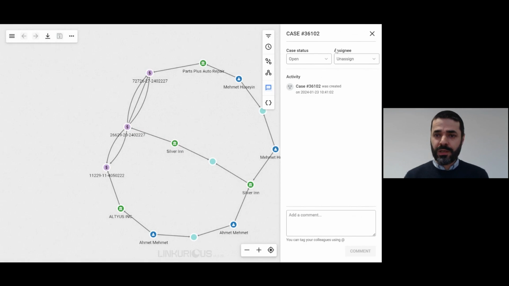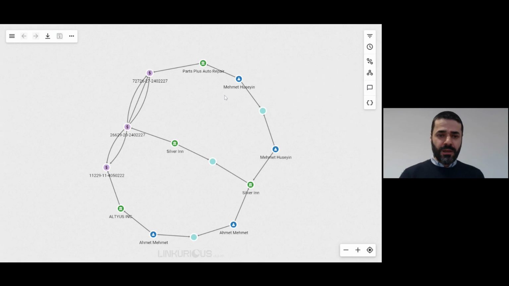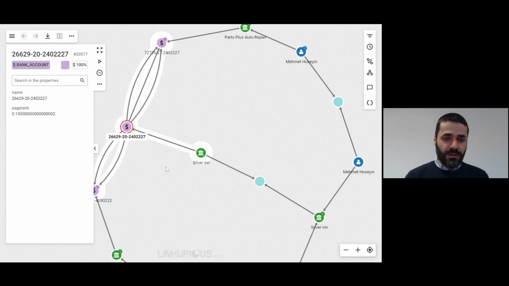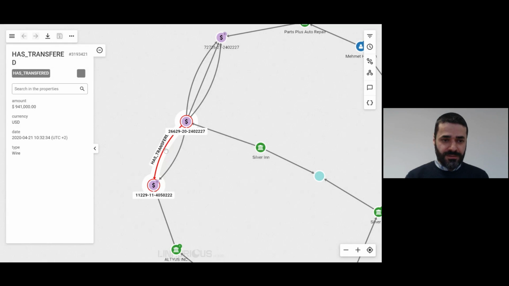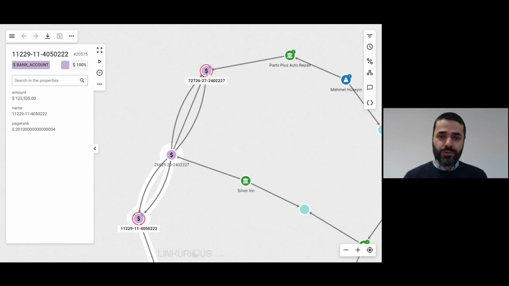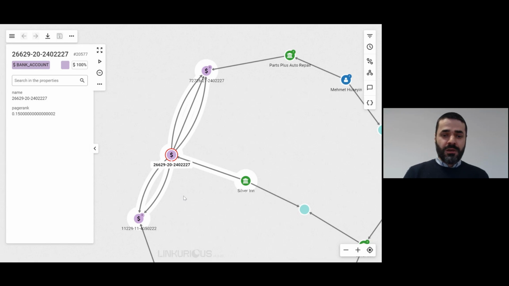Okay, so here we go. So we can see an alert, and it definitely matches the pattern that we have described earlier. So we have one bank account, which is right there. It's sending money, and that's a money transfer to this bank account, and it's also sending money to another bank account, which is right there. So one bank account sending money to two bank accounts, and there's nothing suspicious, nothing wrong about all of that.